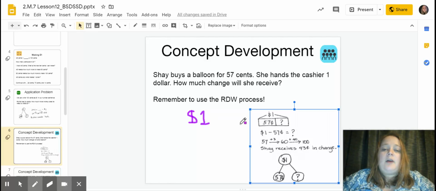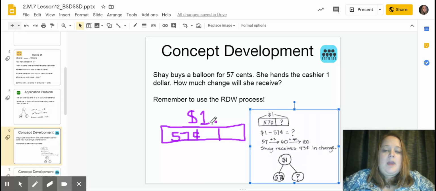So if I know that the whole is $1, that's how much she hands the cashier. Now, the balloon costs 57 cents. So that is how much she's going to need to pay. We need to know her change. So I know that 57 and a part is going to make $1. So $1 is going to be my total or my whole. And these two parts are going to equal this $1.